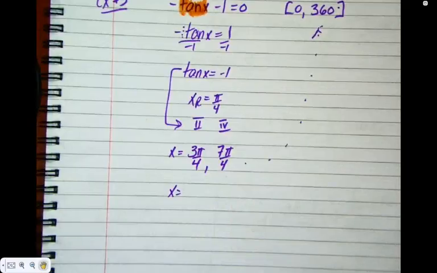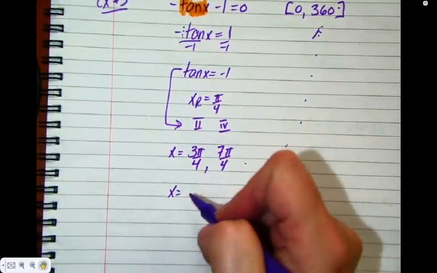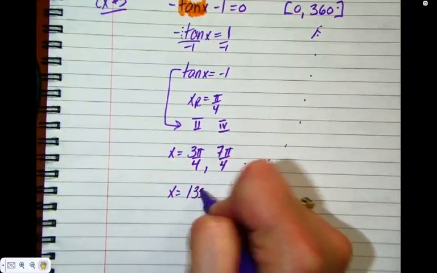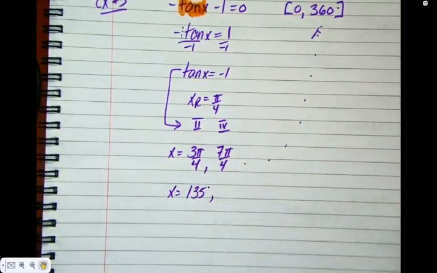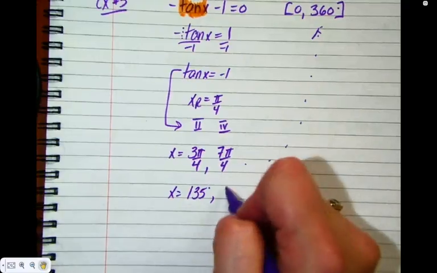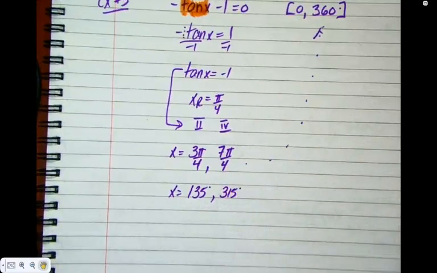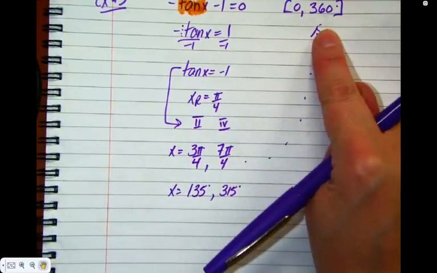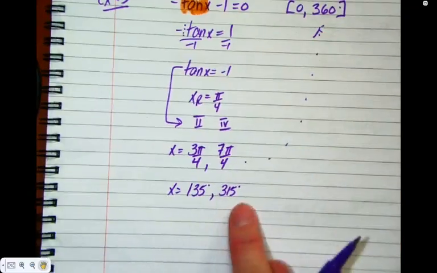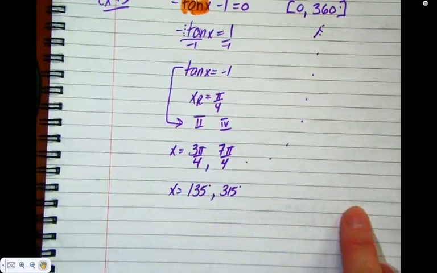Middle of the quadrant in quadrant 2, what's halfway? Well, you can do 3 times 180 divided by 4. Oh, I heard someone say it. And in quadrant 4, the middle of the quadrant is? And we just check again, are those between 0 and 360? Yes. Do I need to add the general solution? Why not?